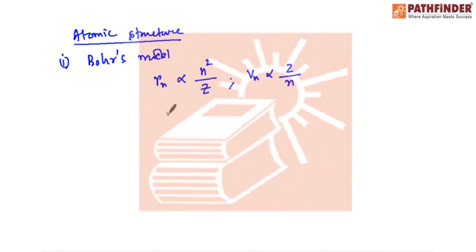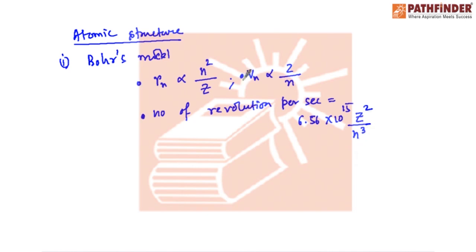Then we will be talking about the number of revolutions per second. The number of revolutions of an electron per second is equal to 6.56 into 10 to the power 15 z square divided by n cube. And in this, we all know z is the atomic number and n is the principal quantum number. In the next term, we will see the potential energy to kinetic energy to the total energy of the electron at any particular orbit, which is minus 2 is to 1 is to minus 1. So these are a few pieces of information that we need to know when we are dealing with Bohr's model.